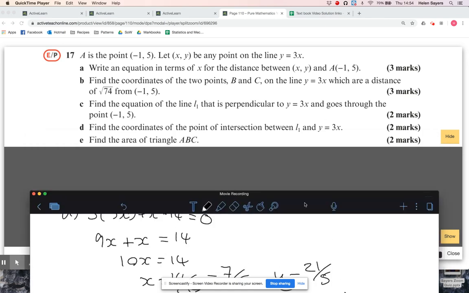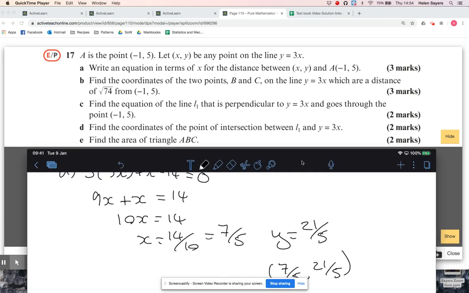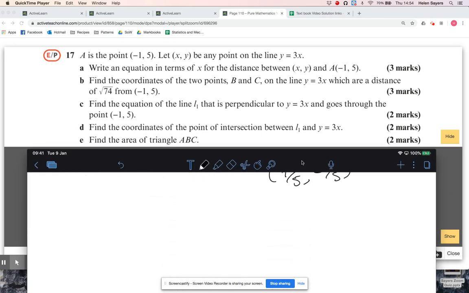Okay, then area of triangle ABC, it's only worth 2 marks. So I think the hardest bit about this is just going to be reading back through it and figuring out what's what. Okay, so what do we know about A and B? Well, we've got the coordinate of A. We know, and we know B and C.